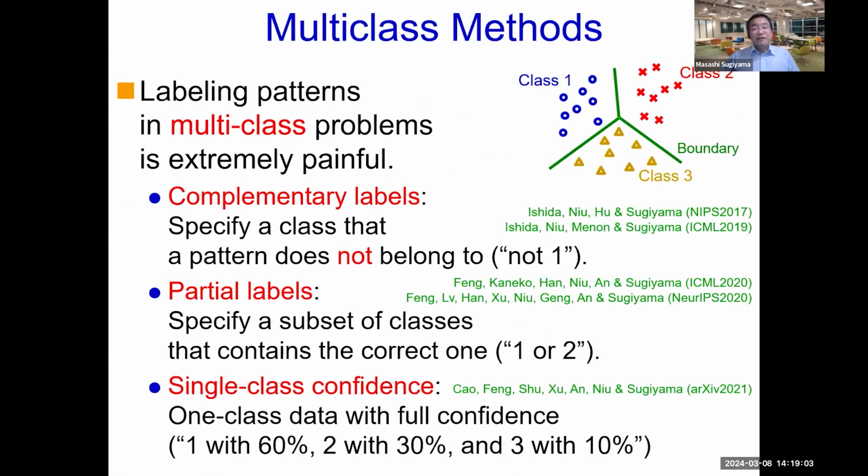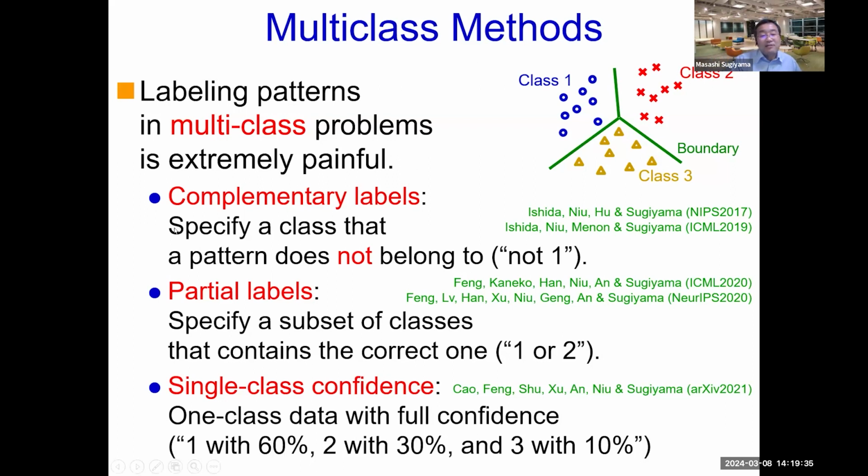Then finally, we also discuss multi-class methods for weakly supervised learning. Labeling patterns in multi-class classification is extremely painful. In image recognition problems, we have thousands of classes, so we have a list of thousands of classes, and finding the right label is extremely time consuming, even with crowdsourcing. Our challenge is to reduce the labeling cost, but still obtain high quality classifiers.